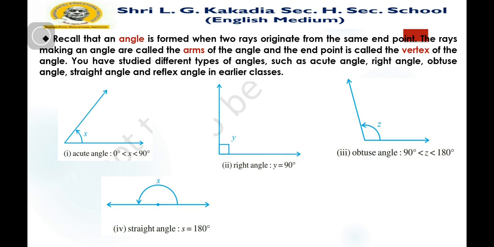Here you can see it in figure 4. And reflex angle. What is a reflex angle? If the angle is between 180 degrees and 360 degrees, it is known as a reflex angle. As you can see in the figure, T is a reflex angle in figure 5. So you have already studied such angles in earlier classes.